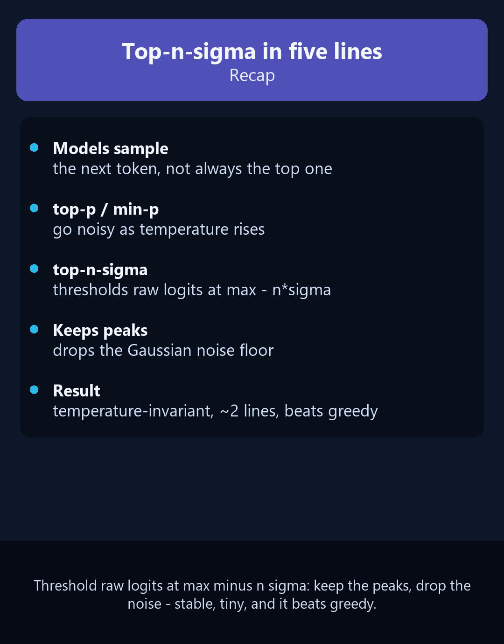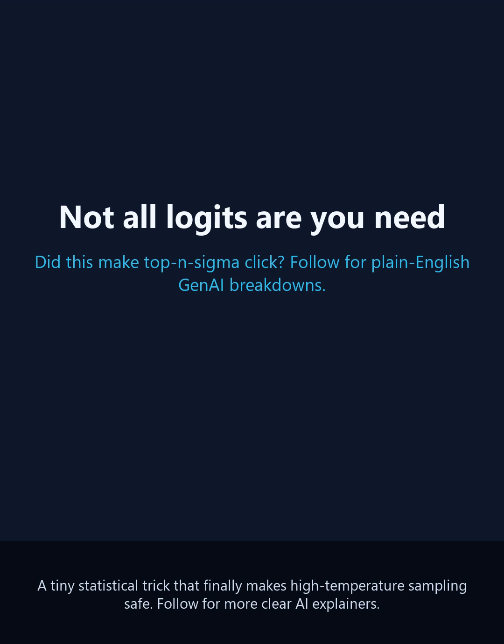Let's recap. Models sample their next token, but top P and min P go noisy as temperature rises. Top-nσ instead thresholds the raw logits at the max minus n standard deviations, keeping only the informative peaks and dropping the Gaussian noise floor. The result is a temperature-invariant sampling window, 2 lines of code, and accuracy that beats greedy across reasoning benchmarks. That is top-nσ sampling. Not all logits are you need. A tiny statistical trick that finally makes high-temperature sampling safe.